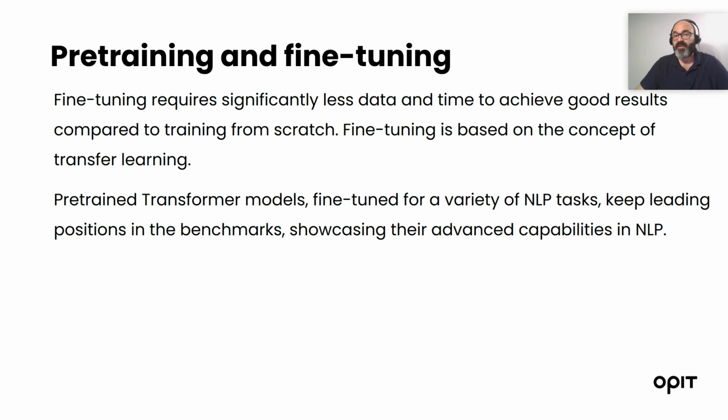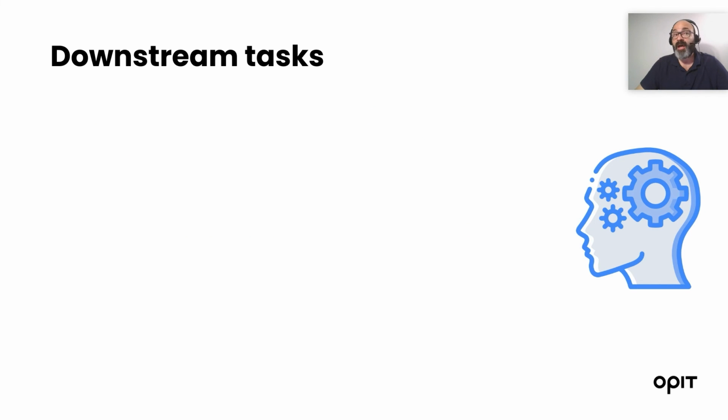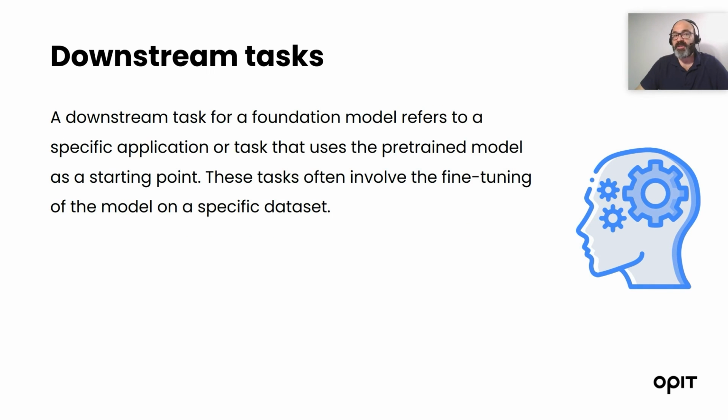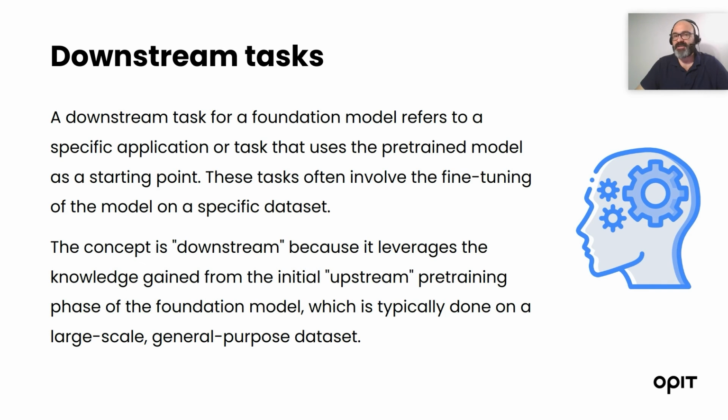Pre-trained transformer models, fine-tuned for a variety of NLP tasks, keep leading positions in the benchmarks, showcasing their advanced capability in NLP. What are downstream tasks? A downstream task for a foundation model refers to a specific application or task that uses the pre-trained model as a starting point. These tasks often involve the fine-tuning of the model on a specific dataset. The concept is downstream because it leverages the knowledge gained from the initial upstream pre-training phase, which is typically done on a very large-scale general-purpose dataset.